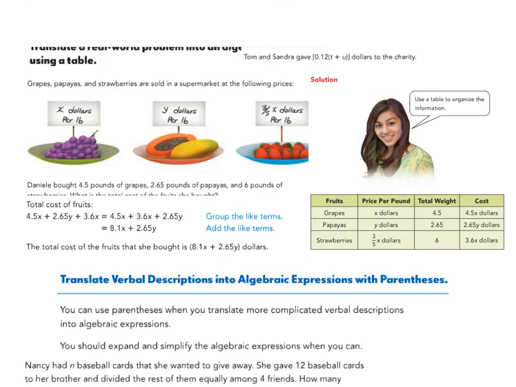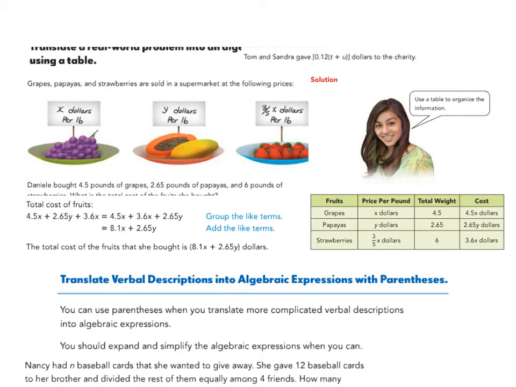All right, page 2. Now we're dealing with grapes, papayas, and strawberries. Danielle bought 4.5 pounds of grapes, 2.65 pounds of papayas, and 6 pounds of strawberries. What is the total cost of the fruit she bought? That would be the problem. It would stop there. This table would not be there. You'd have the picture and the question. You would need to make up this table on your own.